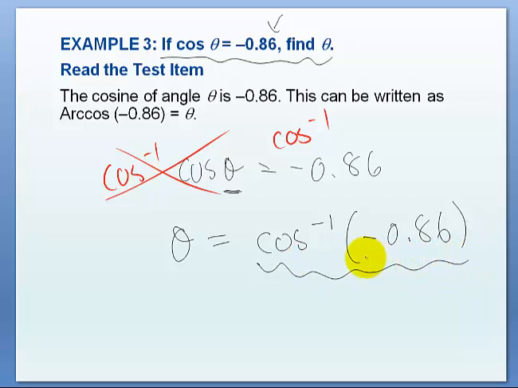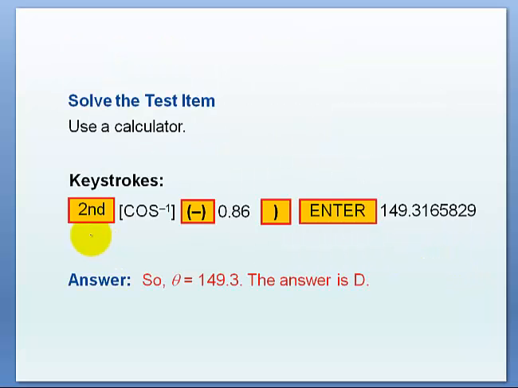So how do I solve this? I go to my calculator, I press second cosine, negative 0.86, and then I get an answer.